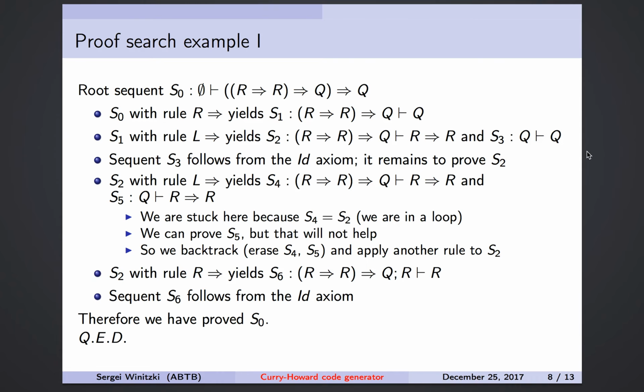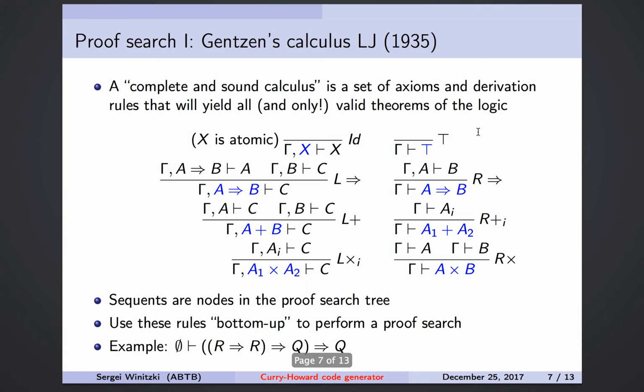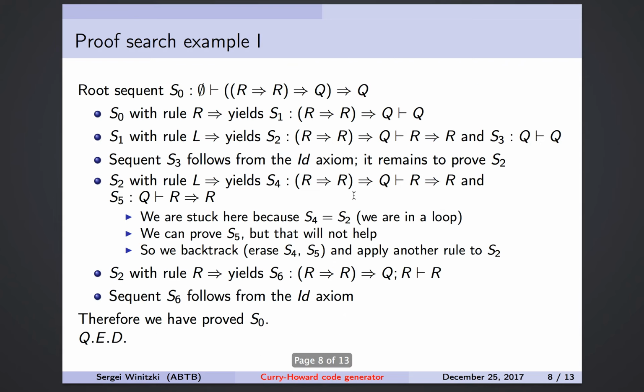So let's look at S3. It looks like a very simple sequence that immediately follows from the axiom identity. So that's good. We have proved it. Now it remains to prove this one.